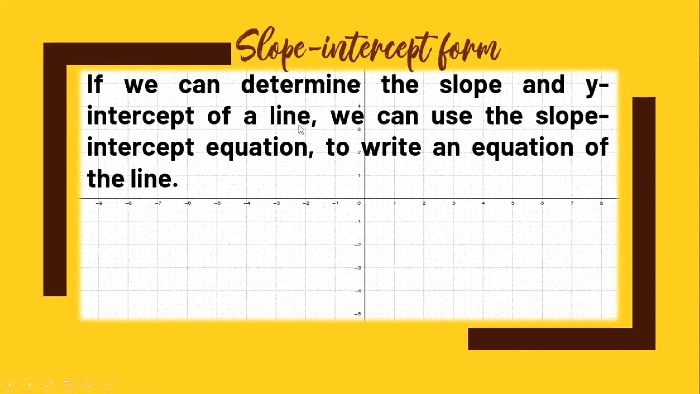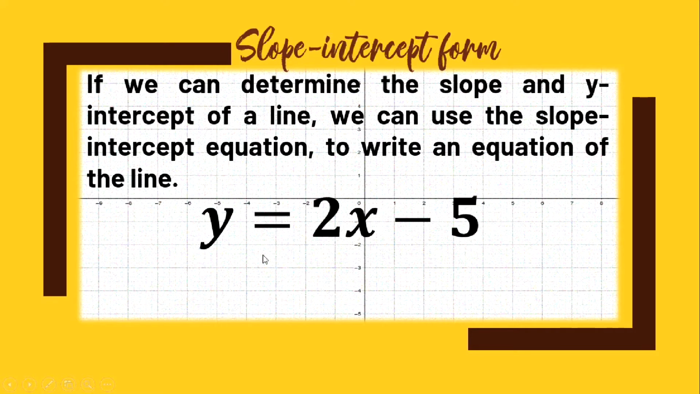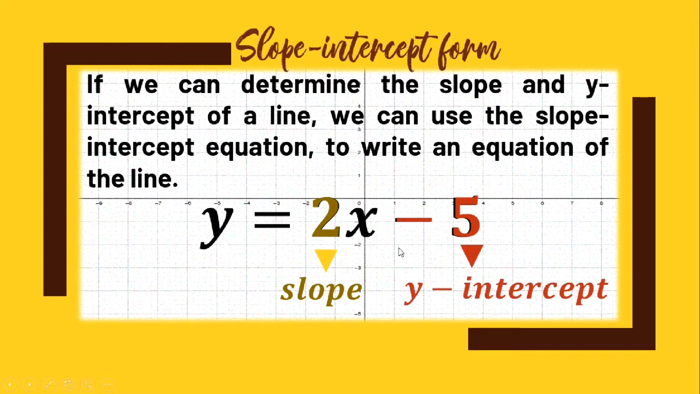Okay? If we can determine the slope and y-intercept of the line, we can use the slope-intercept equation to write an equation of the line. And this is our slope-intercept form. Y equals mx plus b, where m is the slope and b is the y-intercept. Okay, let's say we have y equals 2x minus 5. In this equation, 2 is our slope and negative 5 is the y-intercept.